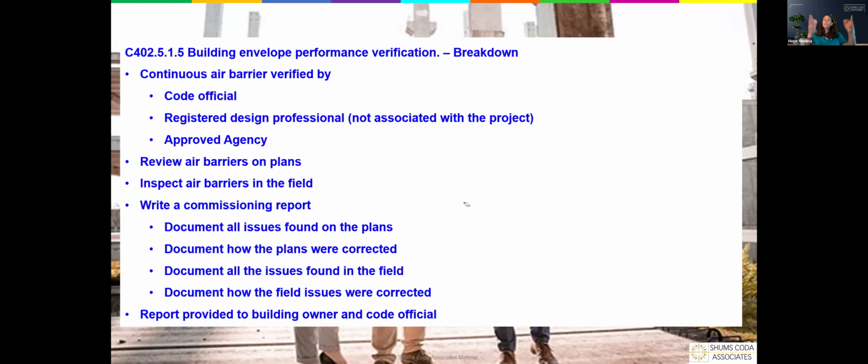So whoever is going to perform this is going to review the air barriers that are found on the plans. They're also going to go out and do air barrier inspections out in the field. And then when everything is said and done, they are going to write up a commissioning report. And in that report, it's going to say what deficiencies or issues that they found on the plans and how they were corrected. They will also then include and document the issues and deficiencies that they found out in the field and how it was corrected. And then this report is going to be provided to the building owner and to the code official.